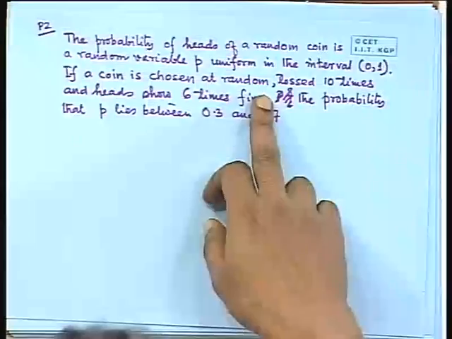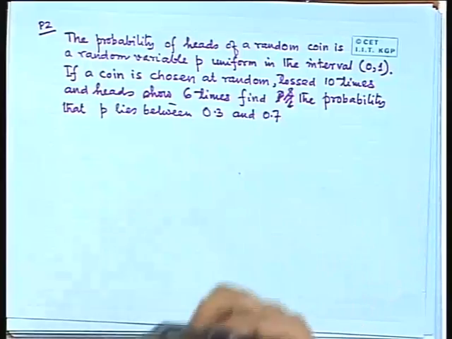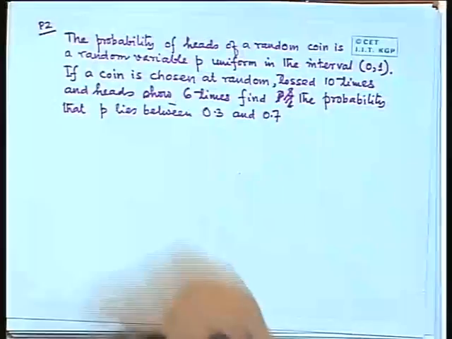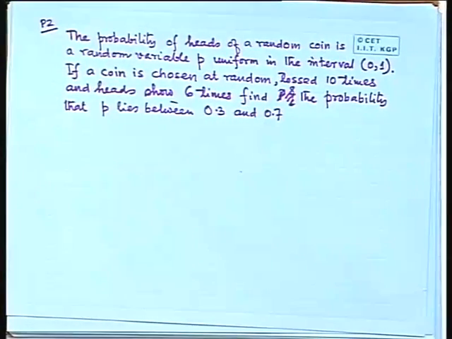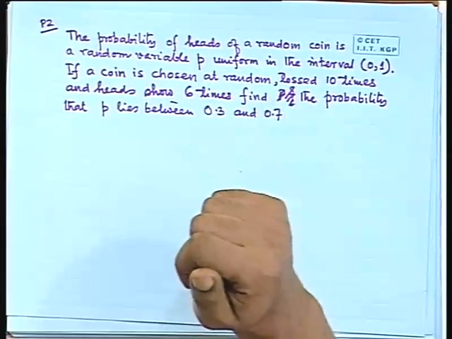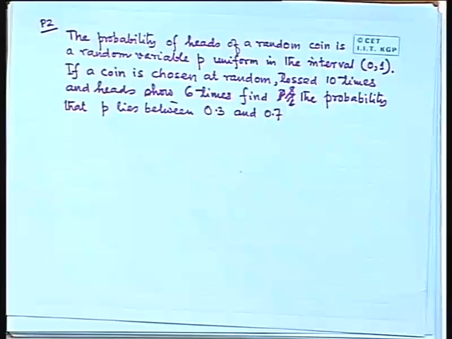If a coin is chosen at random, now you are choosing a coin at random and toss 10 times and heads show 6 times, find the probability that this value p for the chosen coin lies between 0.3 and 0.7. That is a little more complicated, is it not? So how do you do it?